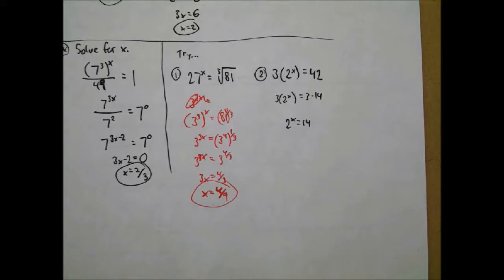The strategy that we've been using, right, which is like rewriting as a common base. What's the problem with it? Right, yeah. 14 is not a nice power of 2. It is a power of 2. There is some number that if you take 2 to that power, you get 14. But at this point we're kind of stuck. So one option we could fall back on here is to use our graphing calculators. You could graph the left-hand side, graph the right-hand side, find the point of intersection.